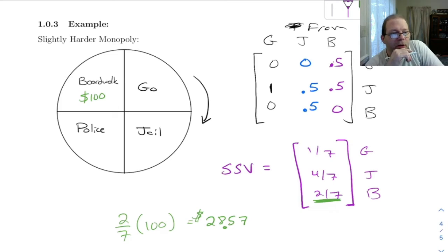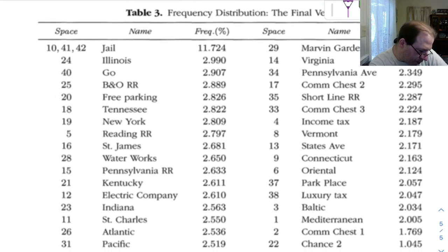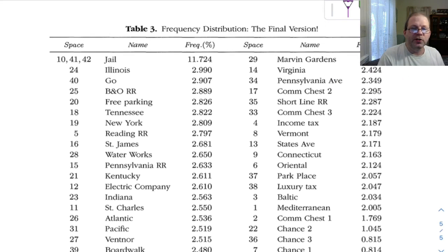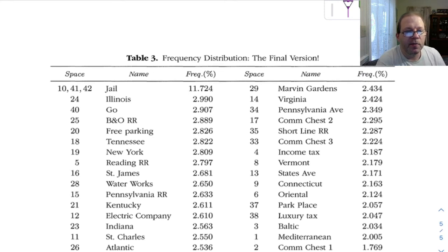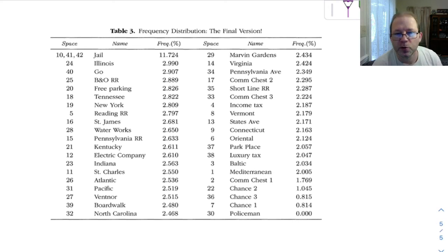Now, you can analyze the actual game of Monopoly, but it has a lot more states, and instead of having a 50% chance of moving ahead one or two, you'd roll dice, and you might go ahead two spaces or three or whatever. And there's a paper where somebody worked all that out for the actual game of Monopoly, and they came up with the frequencies at which people would be on the different spaces on the game. If you add up all these frequencies, you get 100%. Notice the policeman, they included that here as a space on the board, but it's got zero because you never stay there. If you land on the policeman, you go to jail.